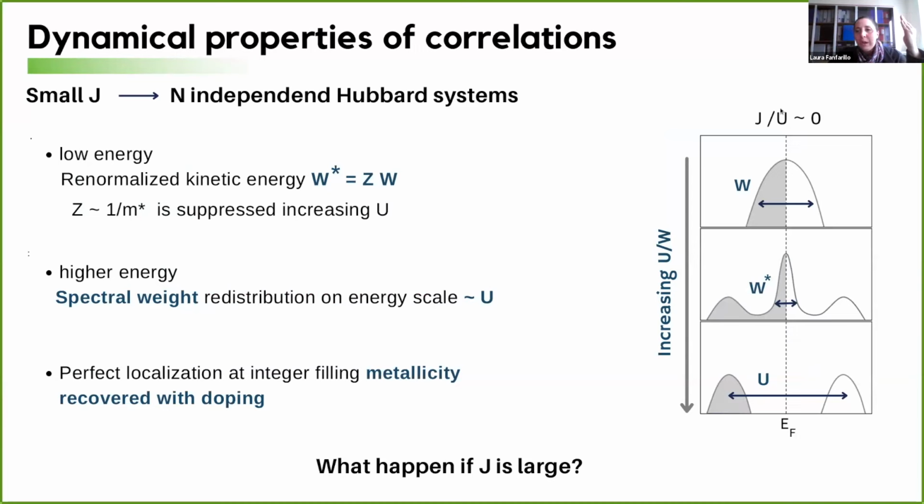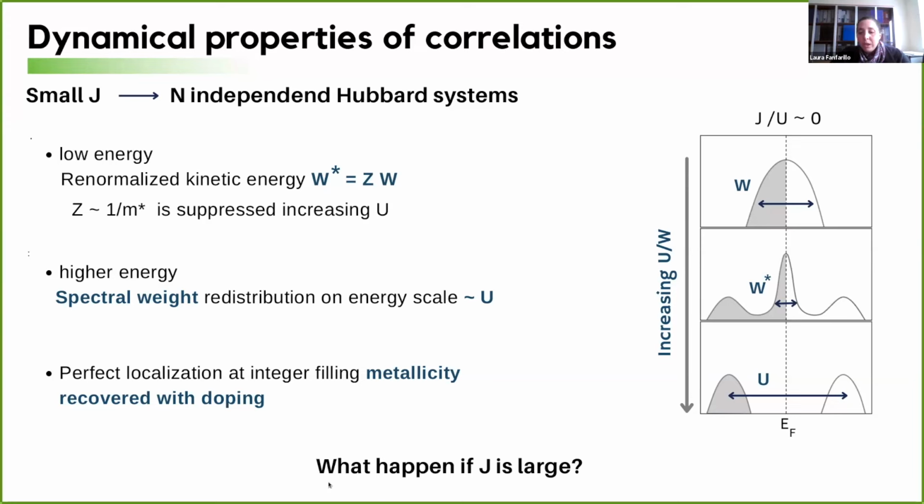So essentially, increasing the value of U, you have the usual behavior of the spectral weight that is removed from the quasi-particle peak and pushed away to an energy scale that, since J is negligible, is essentially U. And the physics of this system with small J is controlled by U and is very similar to the physics of a standard Mott insulator transition.